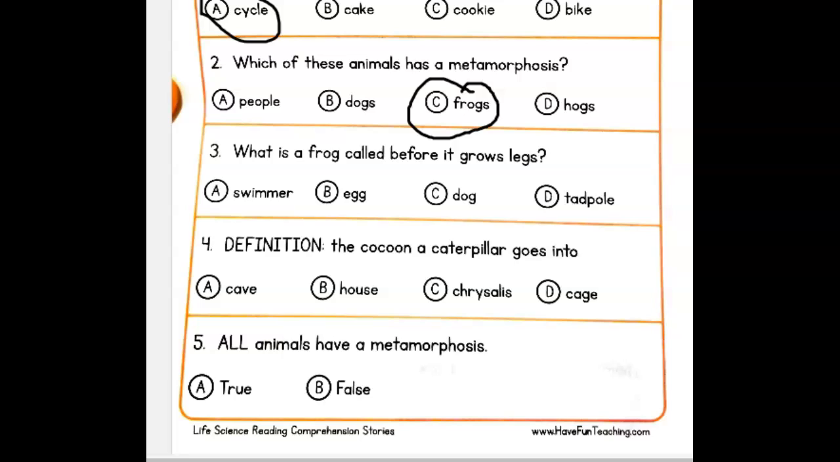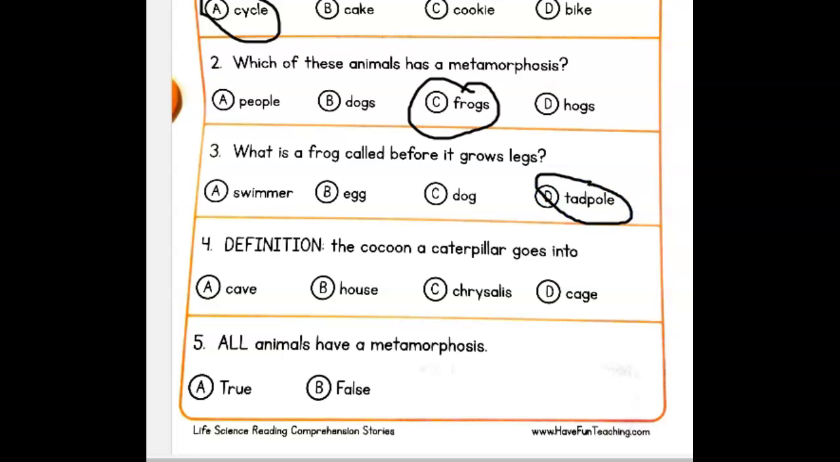Number 3, what is a frog called before it grows legs? Is it called a swimmer, egg, dog, or tadpole? What is a frog called before it grows legs? It's called D, tadpole.